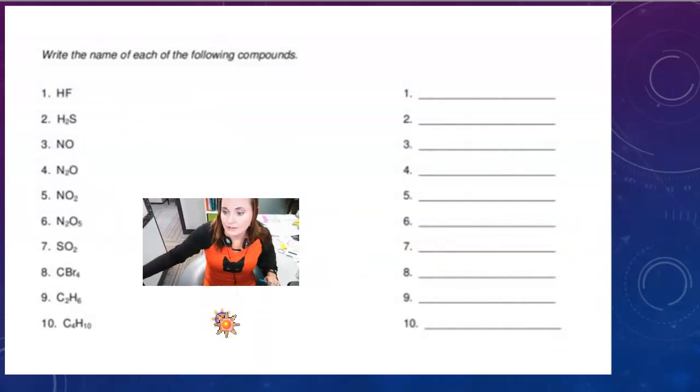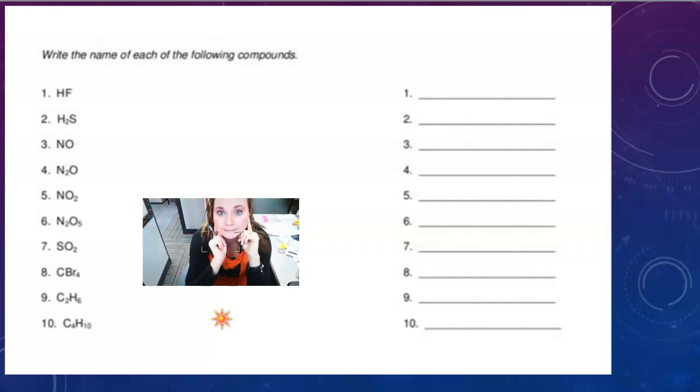Okay. So some examples here. We would say hydrogen monofluoride for the first one, HF. Hydrogen monofluoride. Number 2, what do you think it would be? Think about it for a second. Pause me. See if you can say it to yourself. It would be dihydrogen monosulfide. Dihydrogen monosulfide.